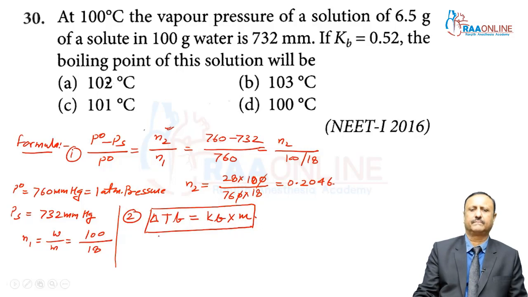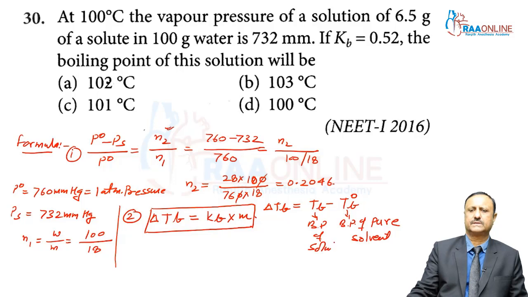What is the delta TB? Delta TB is equal to the boiling point of the solution minus the boiling point of the pure solvent. So it is called, my dear students, delta TB. So delta TB is equal to TB minus TB0.